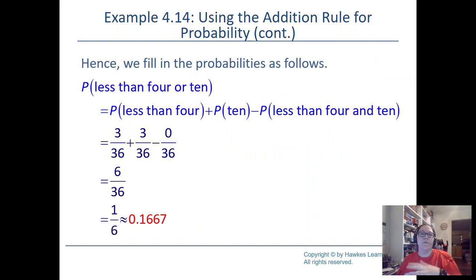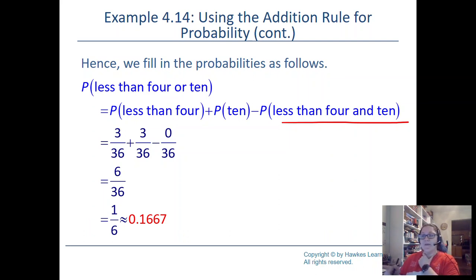So hence our probabilities are as follows. So we've got 3 out of 36 plus 3 out of 36 minus 0 out of 36, because this right here, there was not even a possibility of getting that, which gives me 6 out of 36. And again, all fractions should be fully simplified, so you should get 1 out of 6.